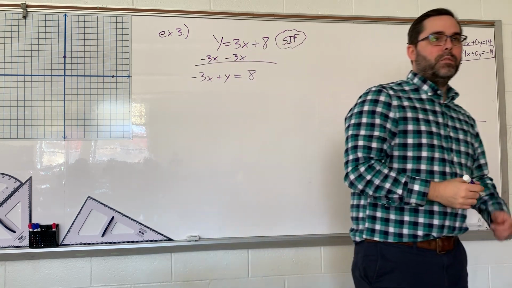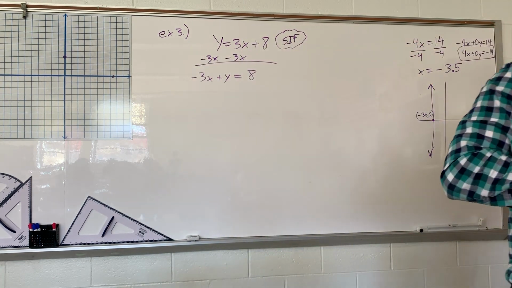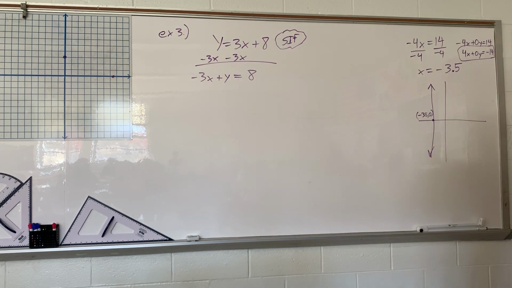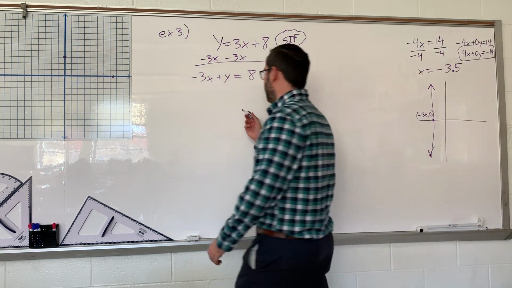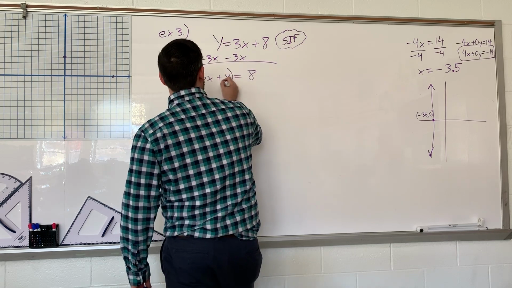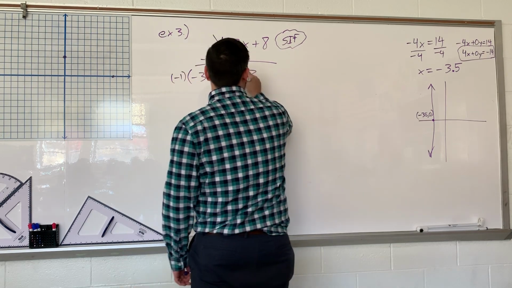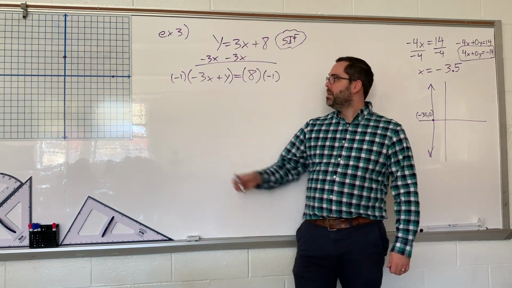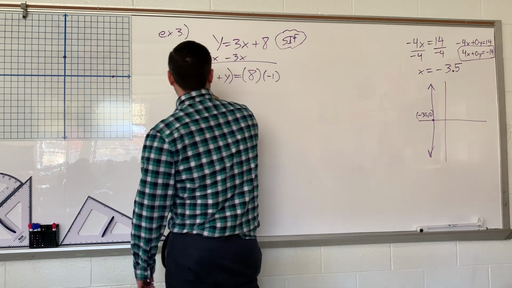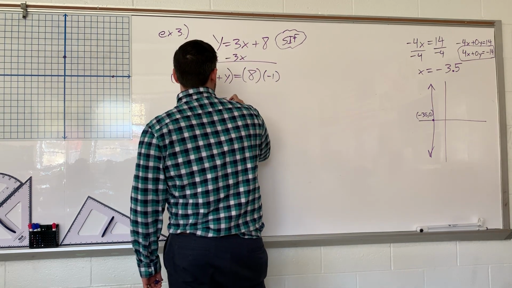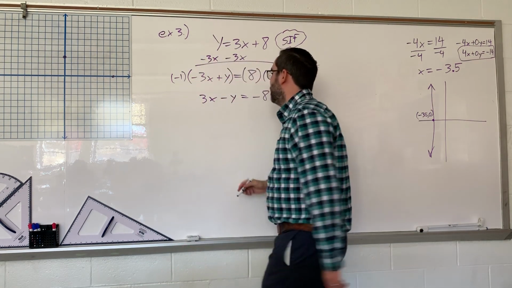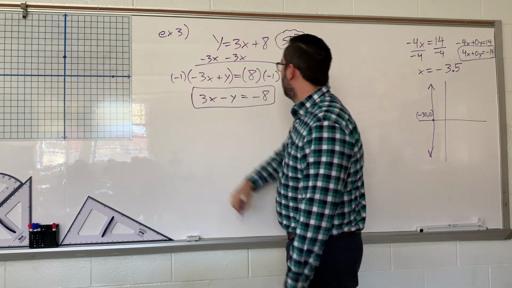We're pretty close to standard form. What's the only thing that needs to change? The negative. So I can multiply or divide by -1. I'm just going to go ahead and multiply here. I'm going to multiply both sides by -1. When I do that, all the signs change. This changes to a positive 3x. This changes to a minus y or minus 1y. And this changes to -8. Now we're in standard form.